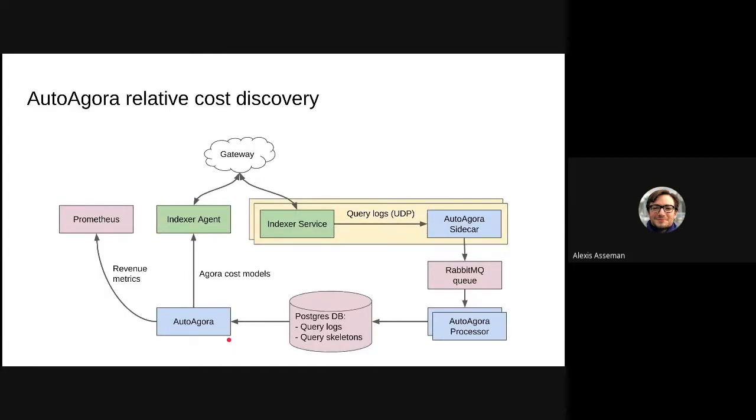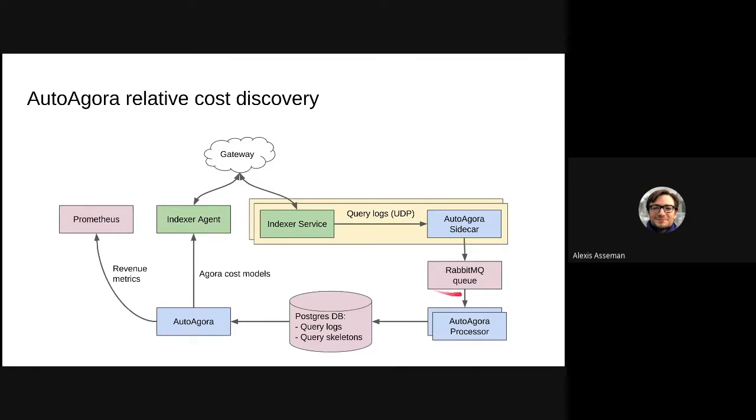So this is the stack for the AutoAgora relative cost discovery. I'm going to go through the various components. The indexer service: all the queries from the gateway are going through the indexer service. We slightly modify the indexer service such that it sends detailed query logs to what we call the AutoAgora sidecar. The sidecar's job is only to send that to a RabbitMQ queue that helps us relieve back pressure on the standard output of the indexer service.